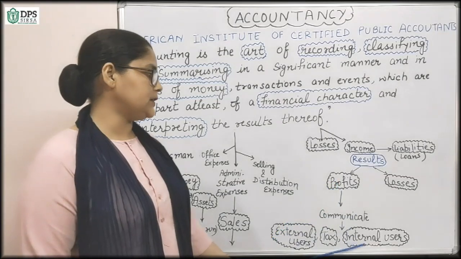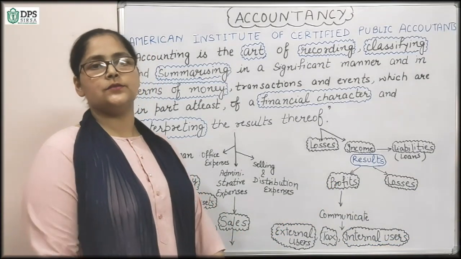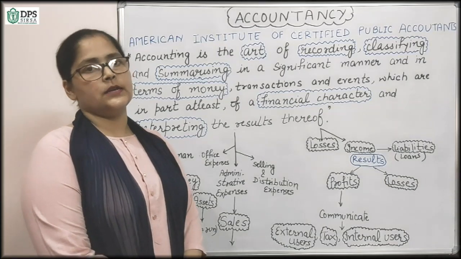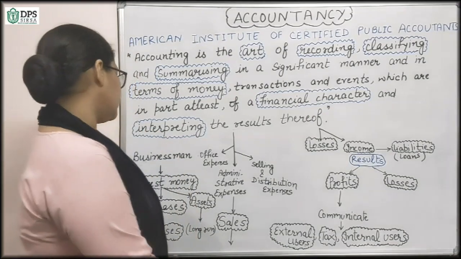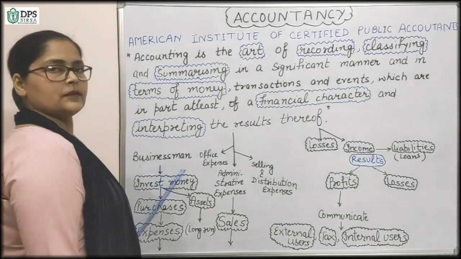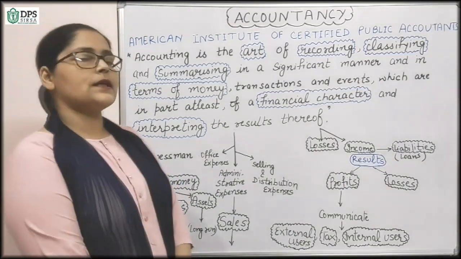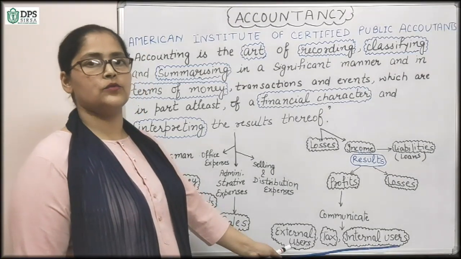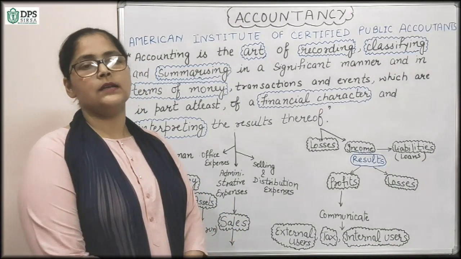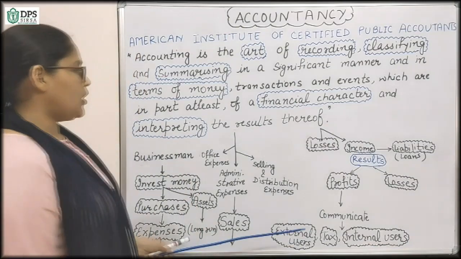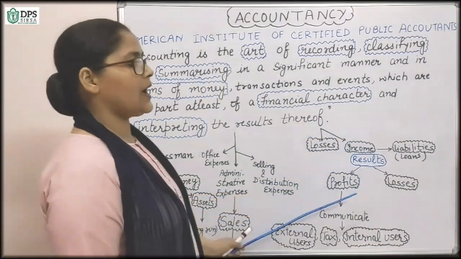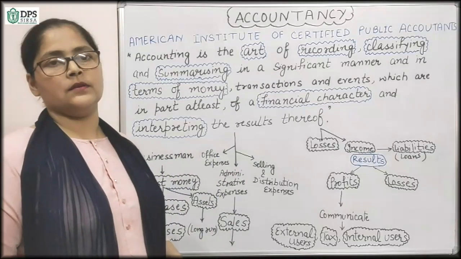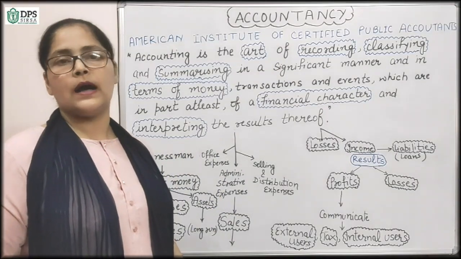Next is internal users. Internal users are those users who are directly involved in the business. So the owner himself, the businessman, and the management are the internal users who are directly involved in the business. So all these activities come under the business when a businessman wants to do a business.